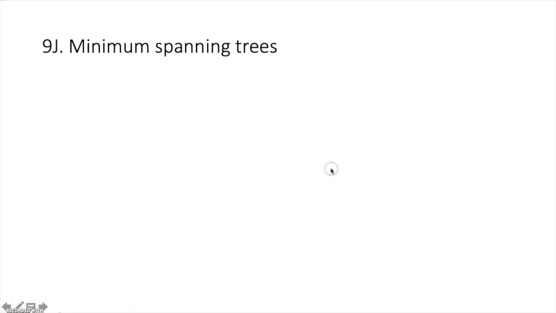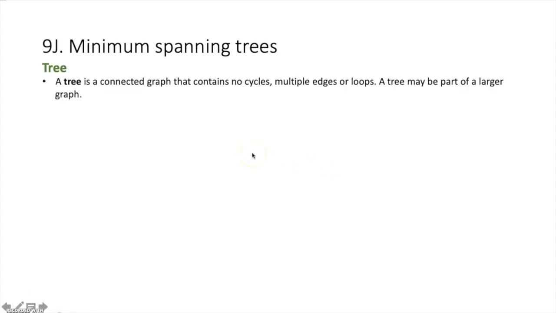Hi everyone, in today's video we're going to look at minimal spanning trees. We're going to start with how do we define a tree in a graph. A tree is a connected graph that contains no cycles, multiple edges, or loops. A tree may be a part of a larger graph.